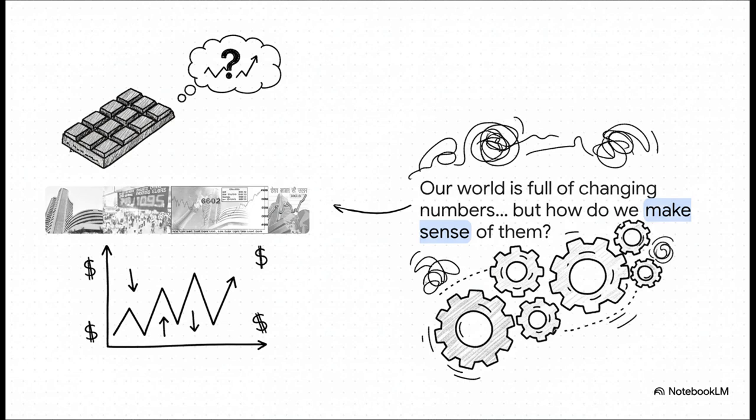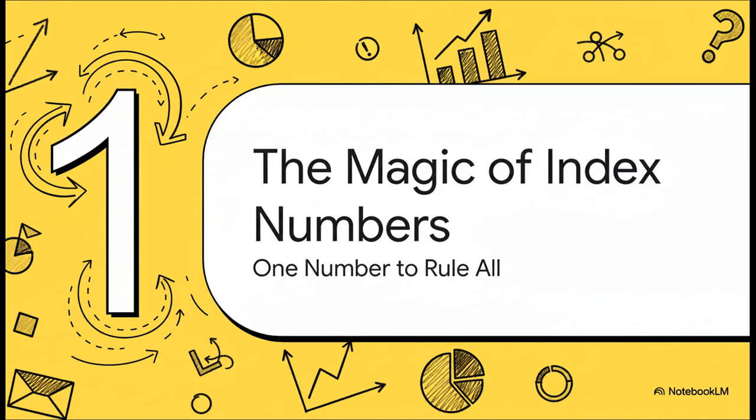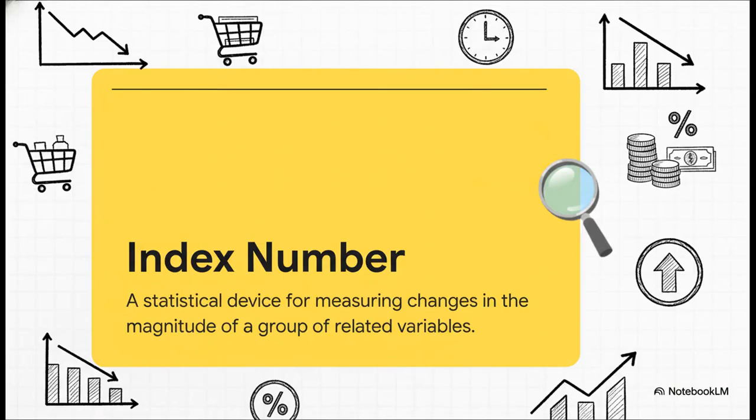From the price of your favorite chocolate to the value of huge companies, numbers are constantly in motion. Prices go up, they come down, and trying to keep track of it all can be confusing. But don't worry. Statisticians have a powerful tool that helps us make sense of all these changes with just a single number. It's a special kind of number that helps us compare changes over time, like prices today versus prices last year. It gives us a clear trend.